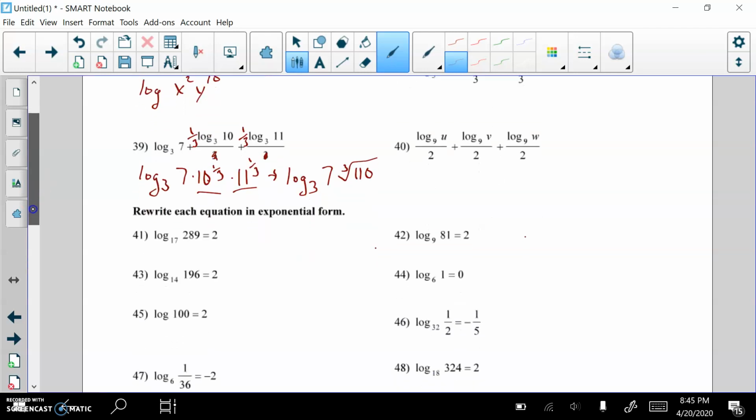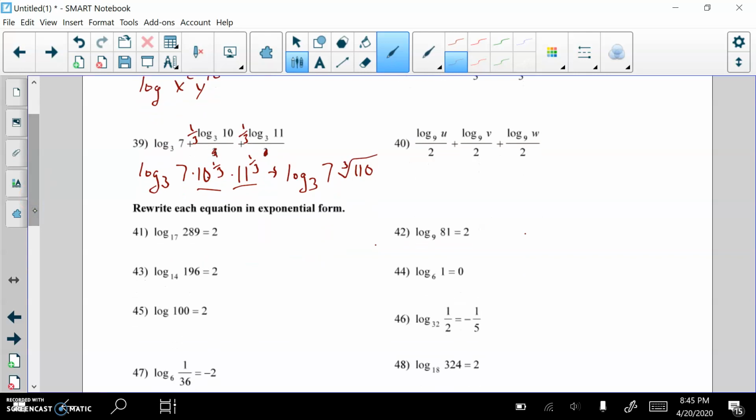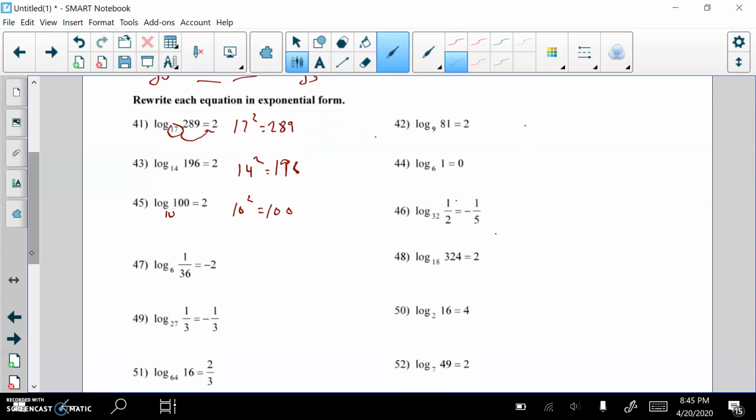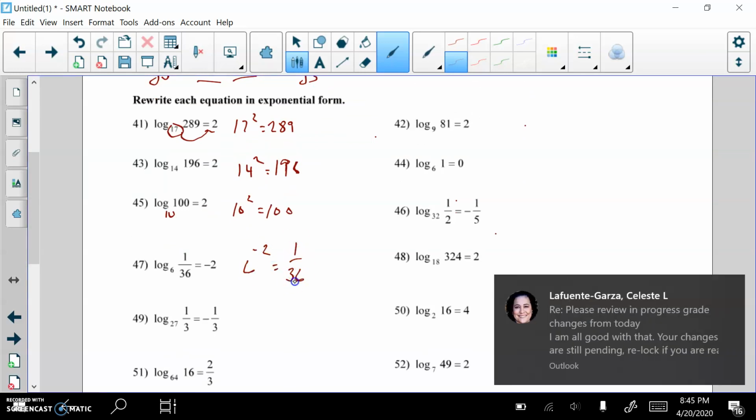All right. Oh, finally. Oh, gosh, I hate these. Base of the logarithm is the base of the exponential. 17 to the second equals 289. 14 to the second equals 196. You're not doing anything with these. That's base 10. So 10 to the second equals 100. This is 6 to the negative second equals 1/36.